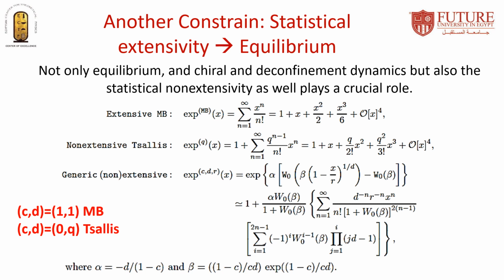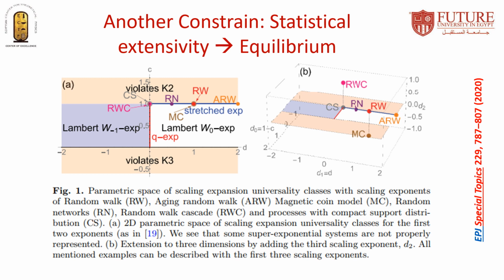And if we send C and D to 0 and Q, you go to the Tsallis one. To have the space of non-extensivity, which is not just limited to one point as in Boltzmann, which is characterized, as I said, by C and D equal to 1 and 1, just one point, or to the Tsallis one, which is characterized by one line located at D equals 0 and C going up to 1 point something. We have a large space here. Within this large space, we have different non-extensivity.